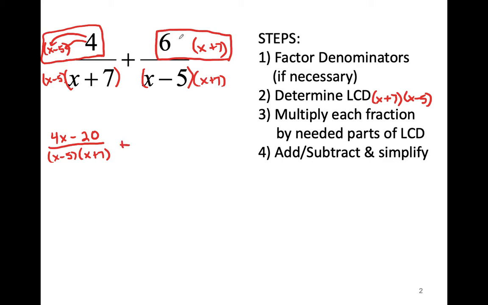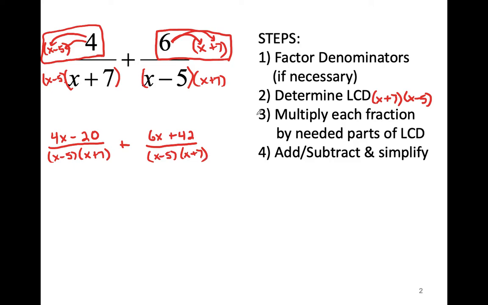Now let's work with our second fraction. So again, the 6 is going to get distributed to the x and to the 7. So that's going to give me 6x plus 6 times 7 is 42. And all of this is over x minus 5 and x plus 7. Okay?